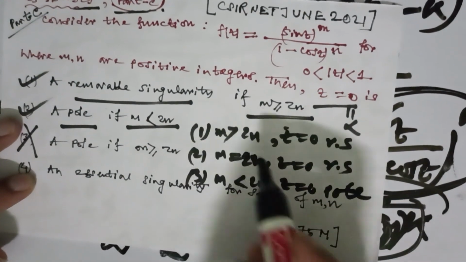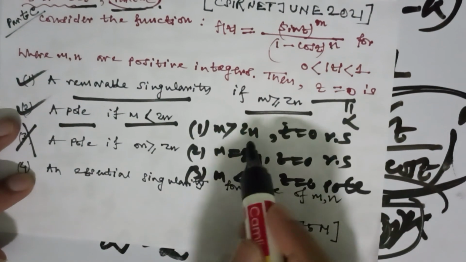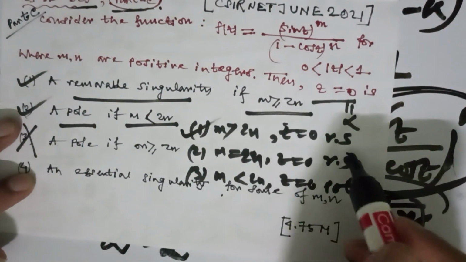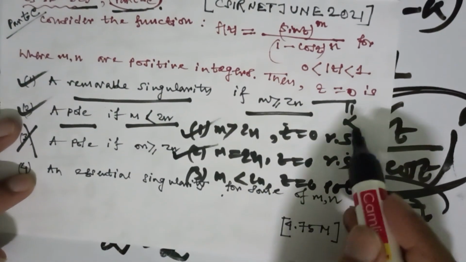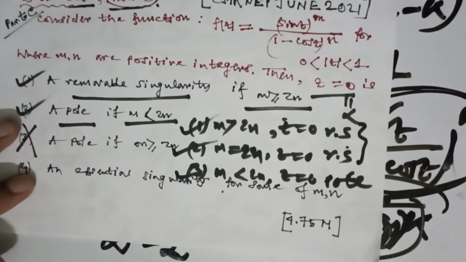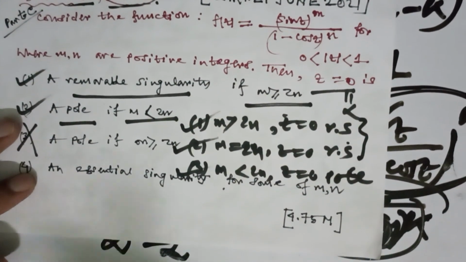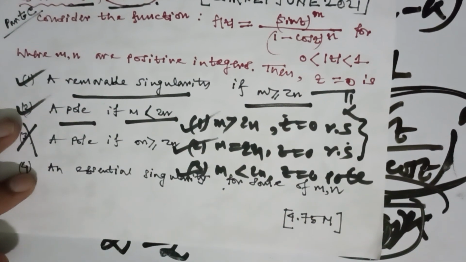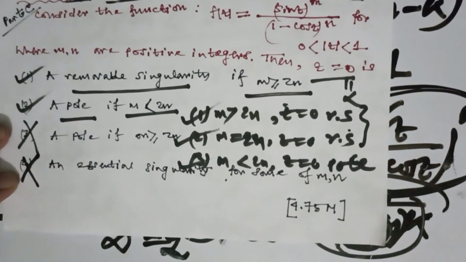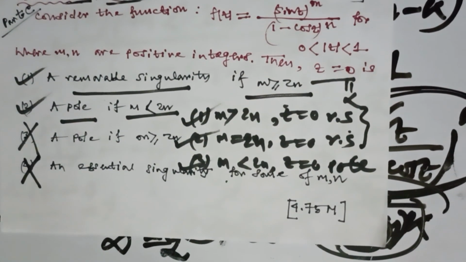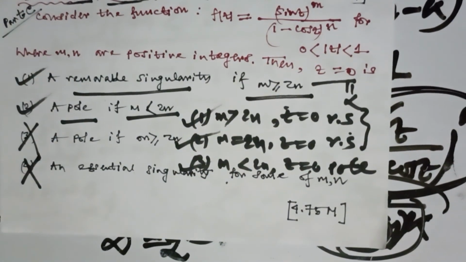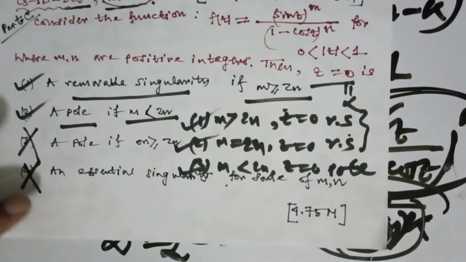Since m and n are natural numbers, m may be greater than 2n, equal to 2n, or less than 2n. So m greater than 2n gives a removable singularity, m equal to 2n gives a removable singularity, and m less than 2n gives a pole. So there is no other relation between m and 2n left. We have concluded all the cases. In none of the three cases do we get an essential singularity. We always get either a removable singularity or a pole, so an essential singularity does not arise.